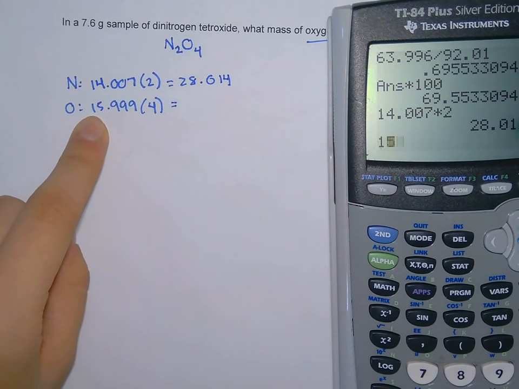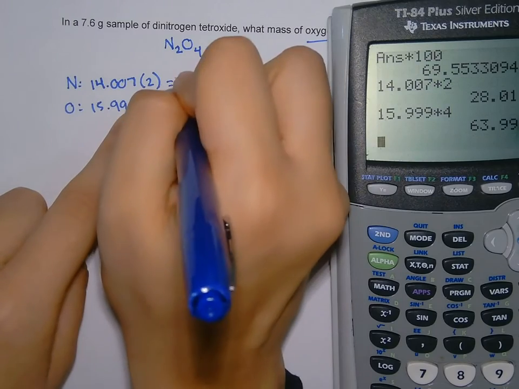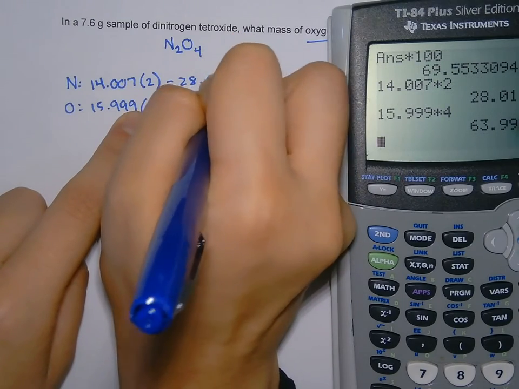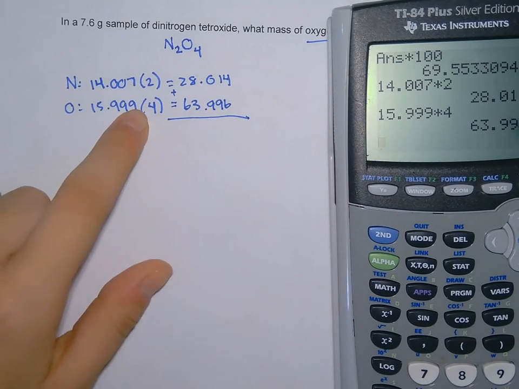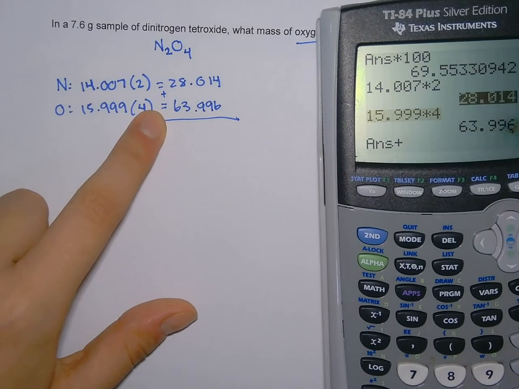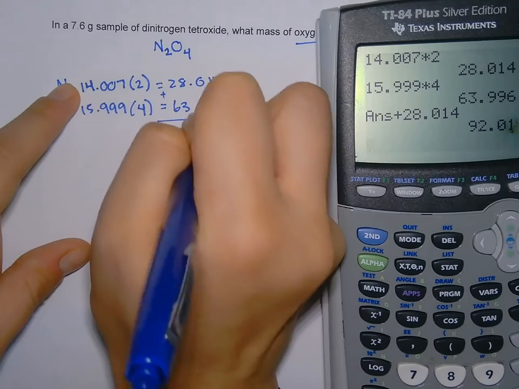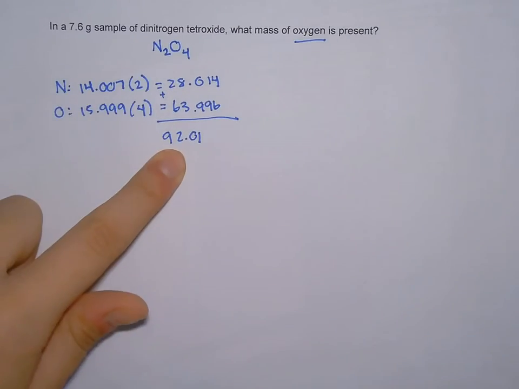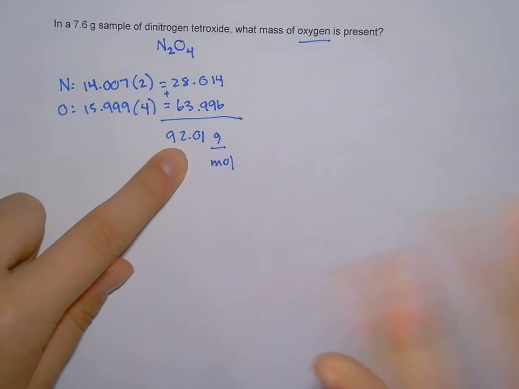and 15.999 times 4, which is equal to 63.996. And then you're like, yeah, I'm gonna add these two up to find the whole molar mass of this thing. So 28.014 plus 63.996, and that is 92.01 grams per mole. And you're like, oh yeah, Ms. Rodriguez ain't got nothing on me.